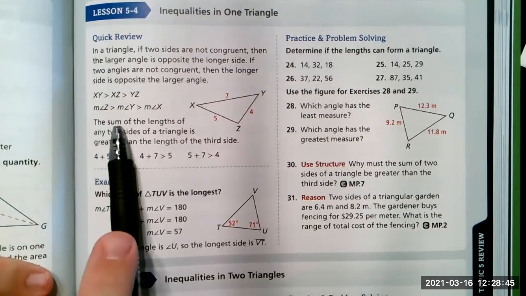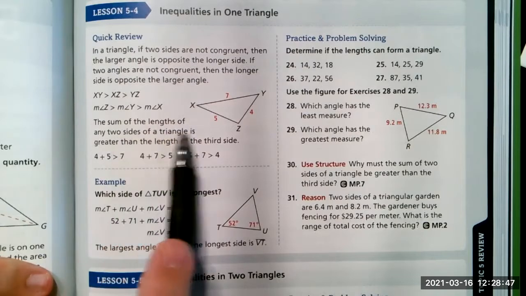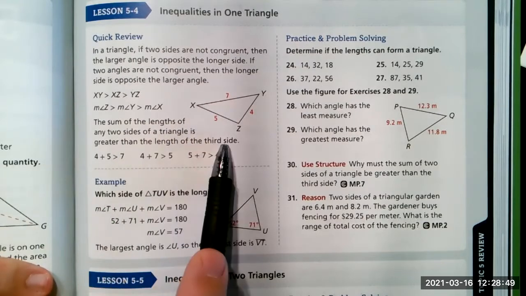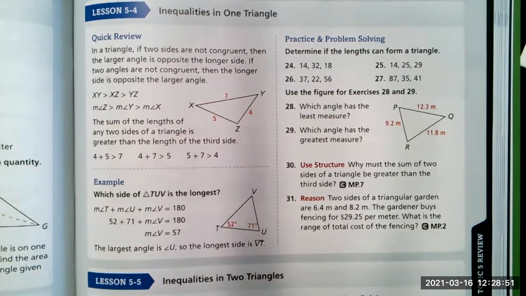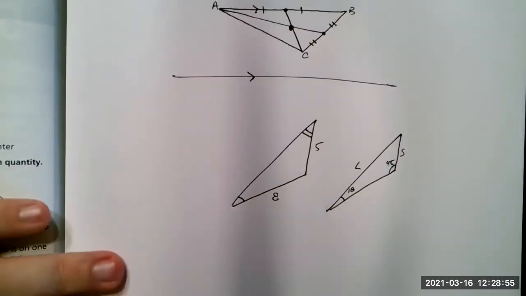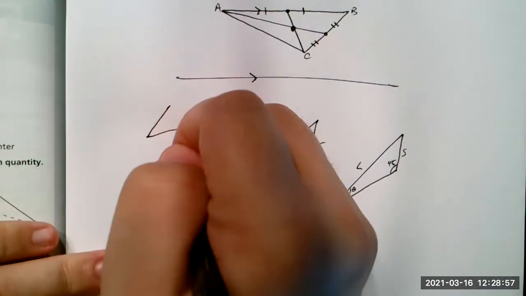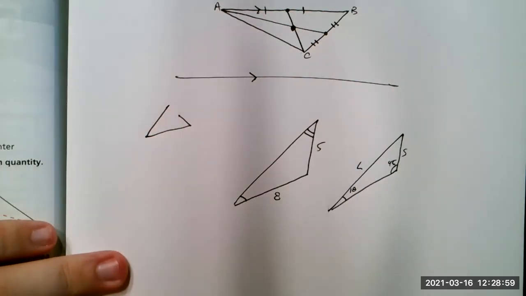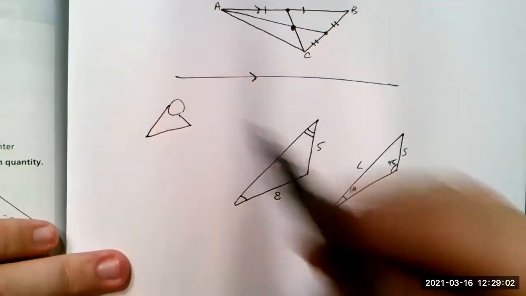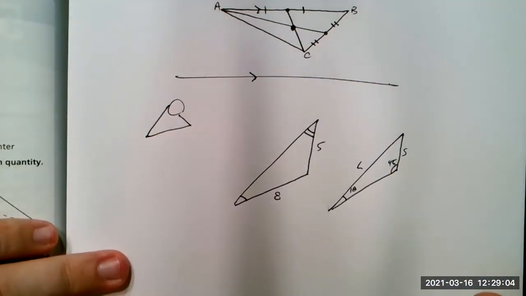Then the last part, the sum of the lengths of any 2 sides of a triangle is greater than the length of the third side. If not, it's not a triangle. It won't meet. And just to, again, draw kind of a crappy picture, if you have the situation they're talking about, it'll look something like that. You'll have a gap. You won't be able to connect all 3 vertices.